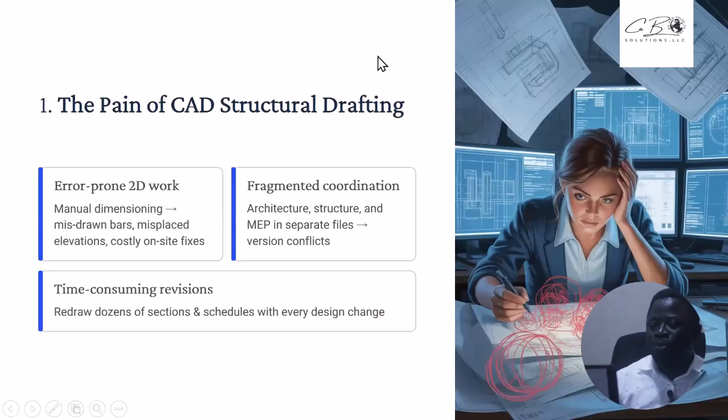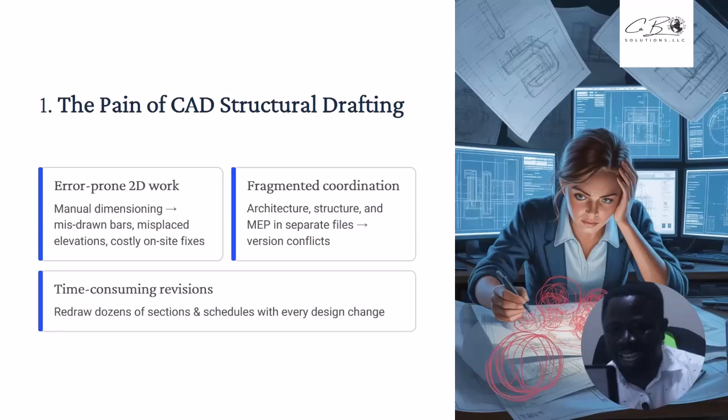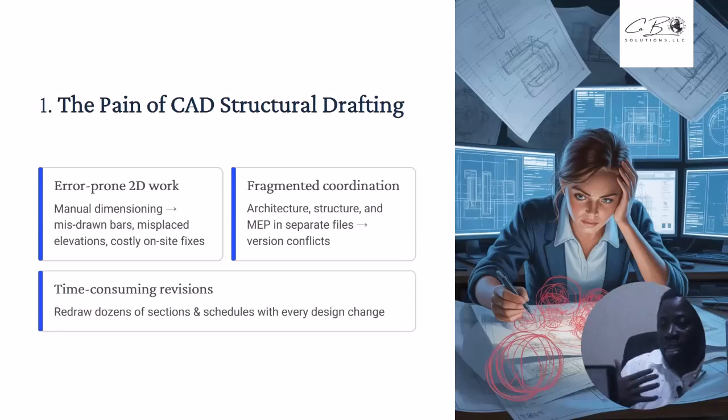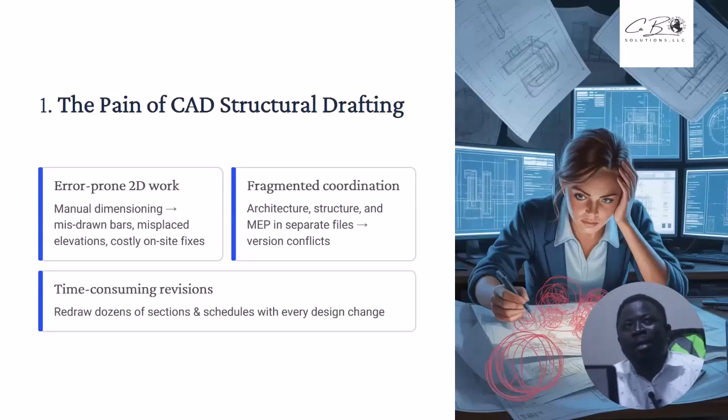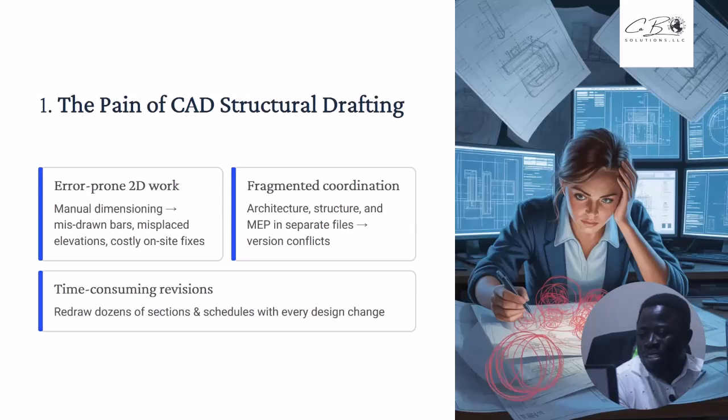So let's pick the first roadmap. We are talking about the pain point of structural CAD drafting. This one is experiential. So let's discuss it. It is said that 2D drafting work with AutoCAD is error prone. Look, what we are saying here, if you are not using AutoCAD to do structural drawings, you will not really understand.